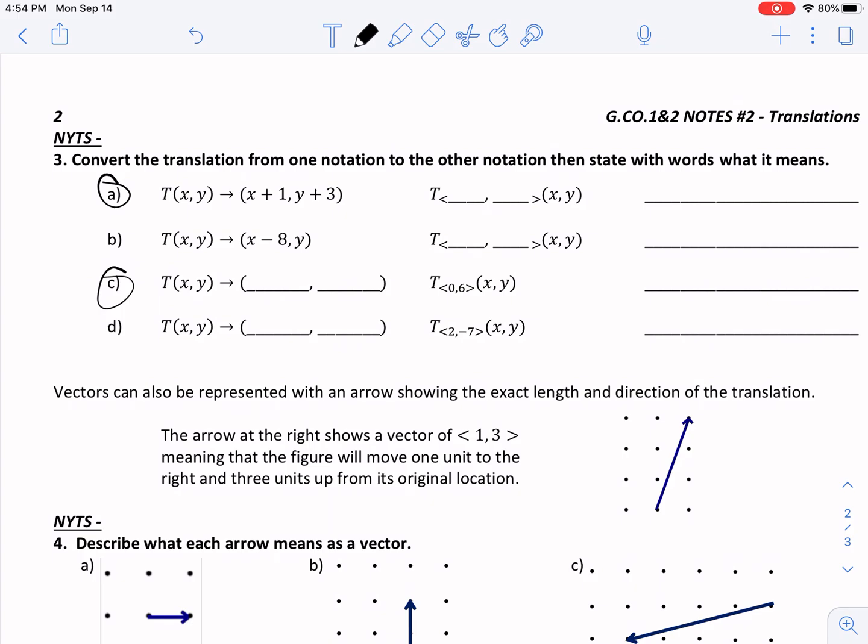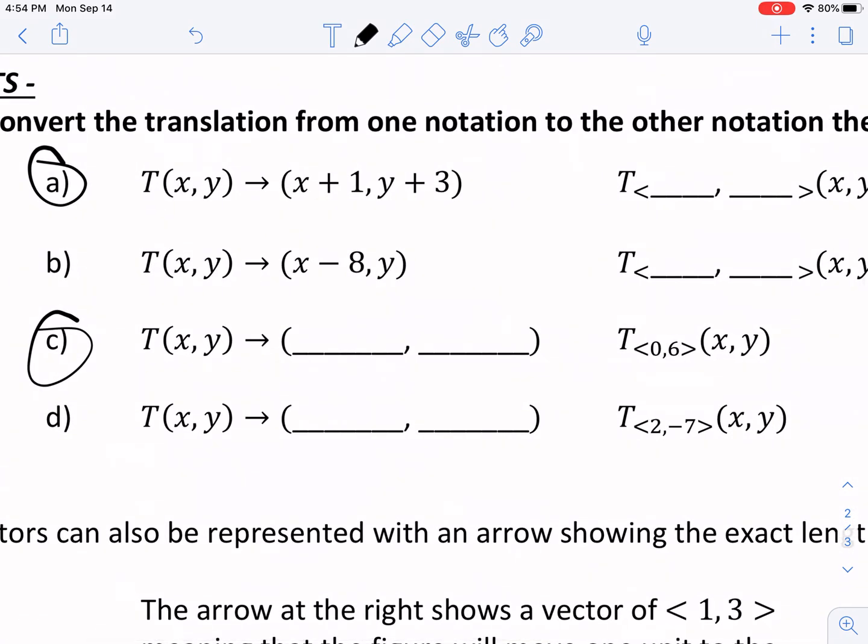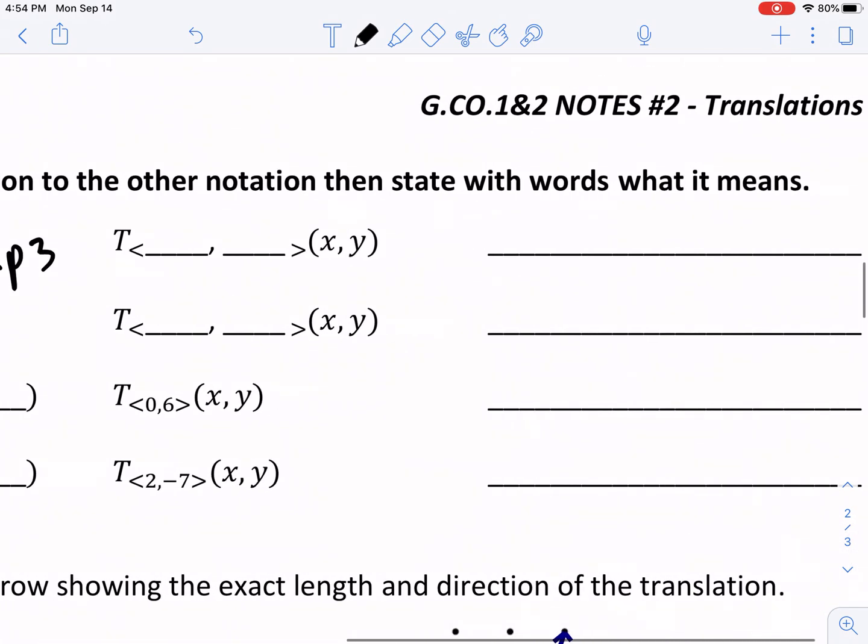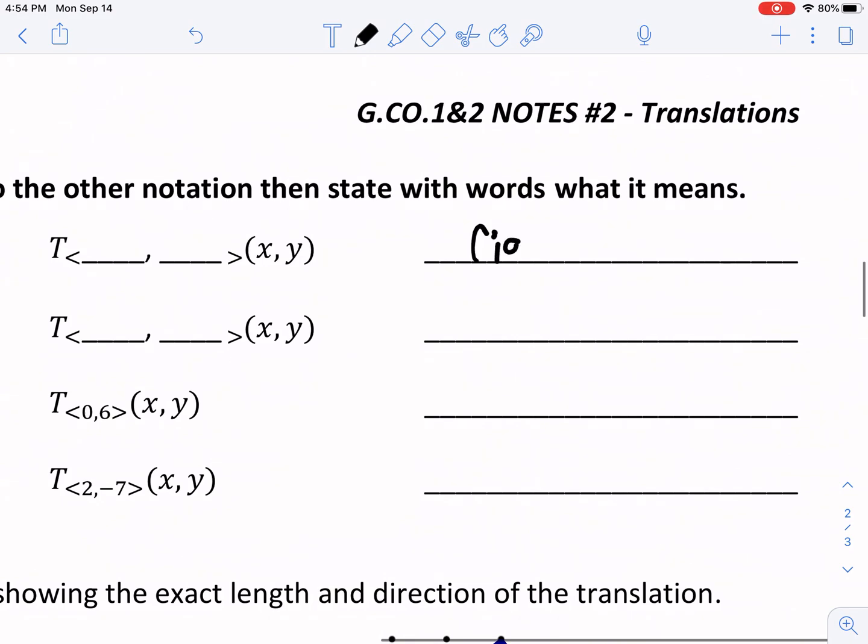Okay, well, remember, if we're adding to x, that's going to be right. Remember, x is left and right. That's going to be to the right 1. And then y is up and down, and since we're adding 3, that's going to be up 3. Okay, so we can tell right away that we're going right 1 and up 3.